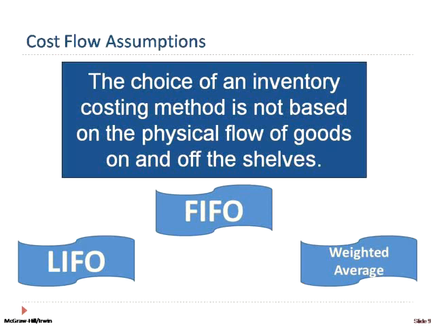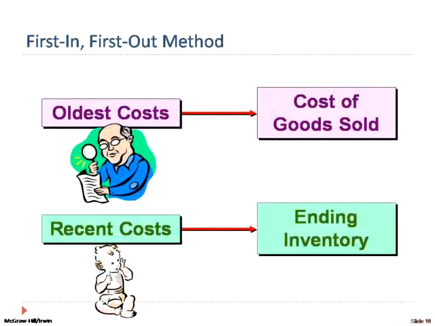Now, let's look at an example of the first in, first out cost flow assumption method. When using first in, first out, we assign the older costs to the units sold. That leaves the more recent costs to be used to value ending inventory. In other words, the first in, first out method assumes that the first goods purchased, the first in, are the first goods sold.